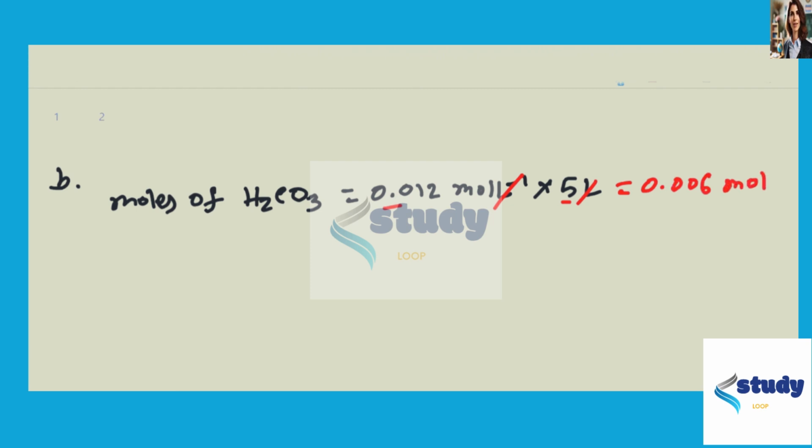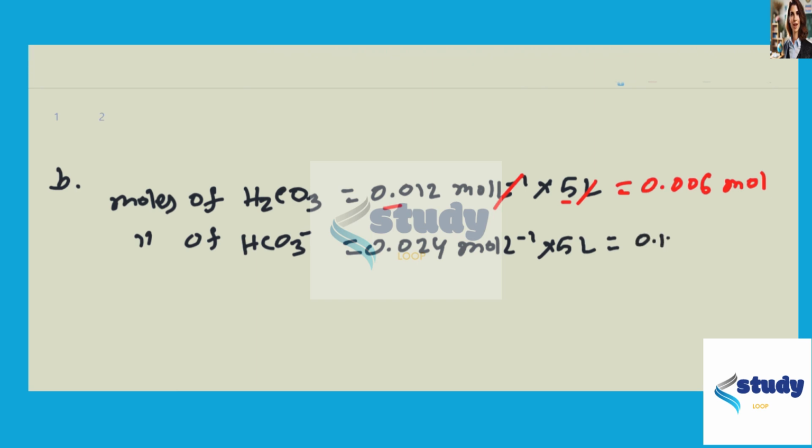Similarly, we will calculate the moles of our base, the bicarbonate ion, HCO3 minus, which has a concentration of 0.024 mole per liter times 5 liters, and we will have 0.12 mole.